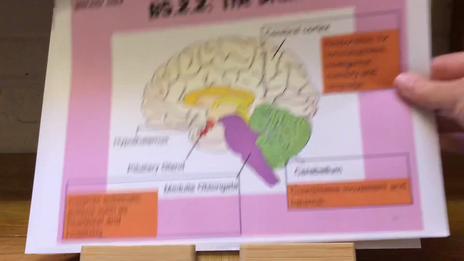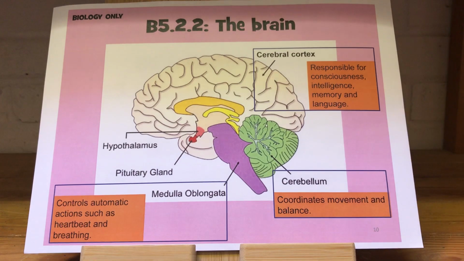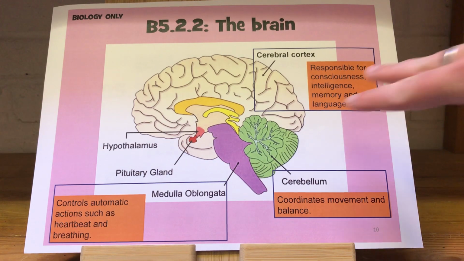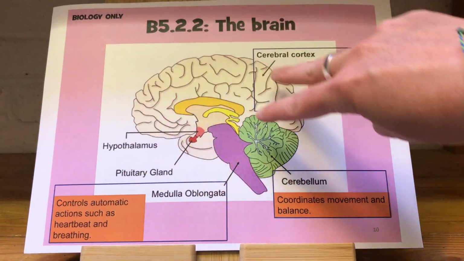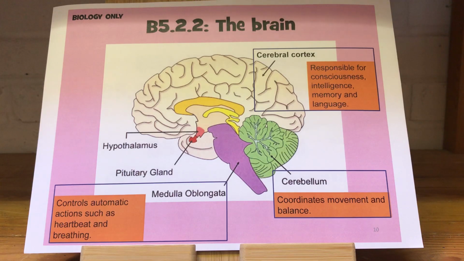Okay, first thing we're going to look at is the brain. Now, the course content tells us that we have to be able to identify the main parts of the brain on a diagram. We've got the cerebral cortex, this large area at the top. Think of it as a large area because it's got lots to do. It's responsible for consciousness, intelligence, memory and language.